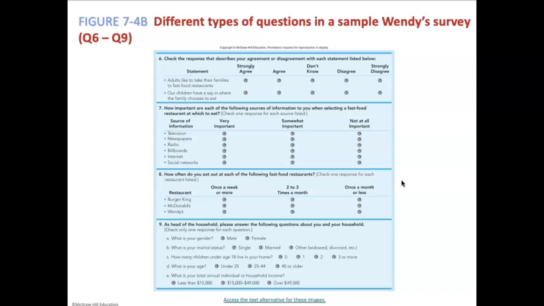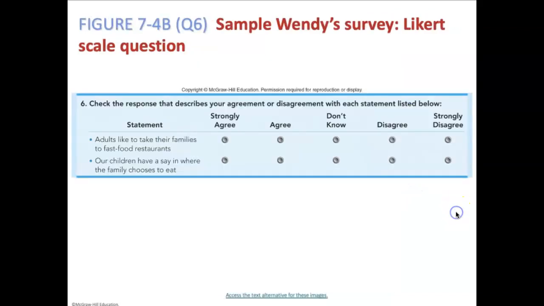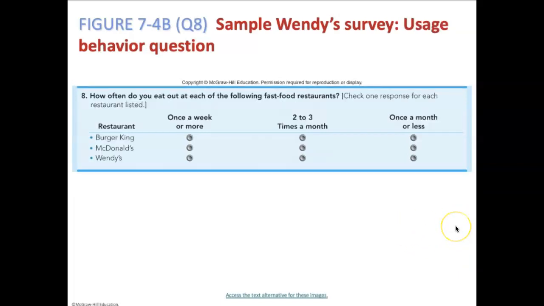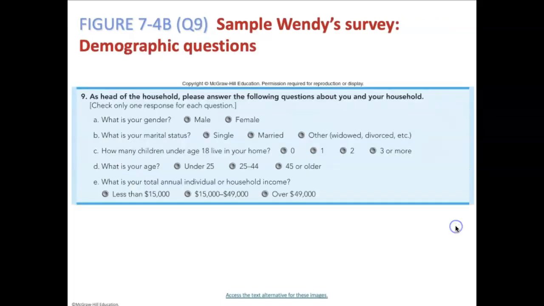Again, it depends on what type of information you're trying to collect, but this would be an example of trying to collect primary data. Here's a Likert scale question. A media behavior question example. Usage behavior question example. And here's an example of demographic questions, which may include questions about gender, marital status, ages, income.